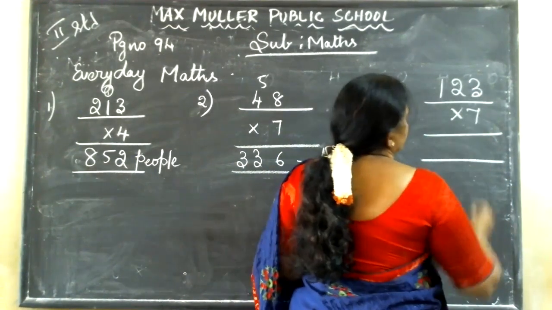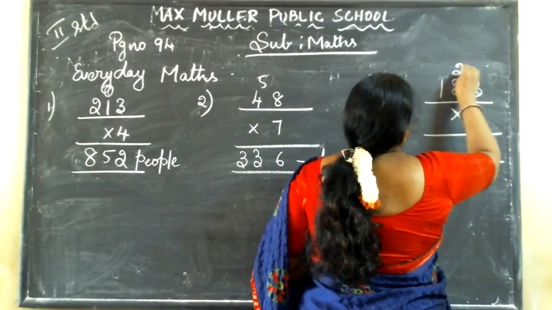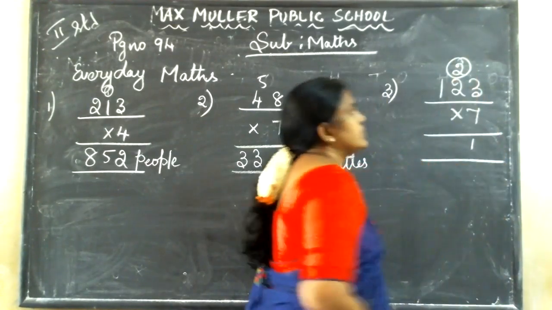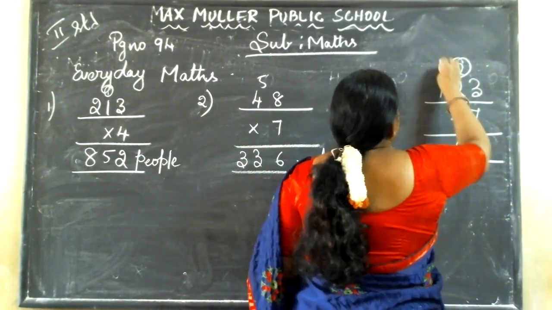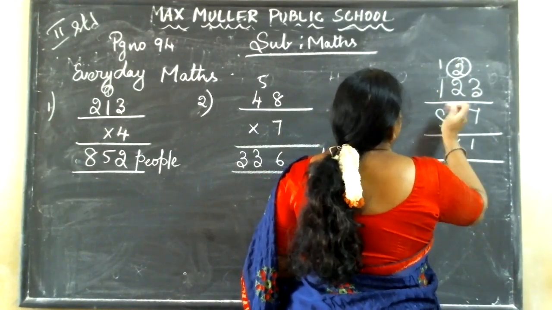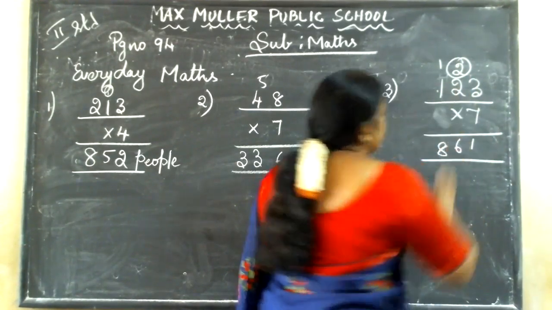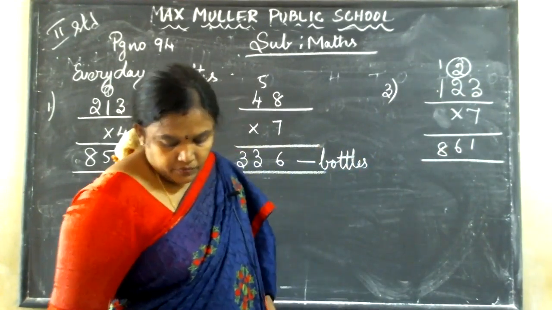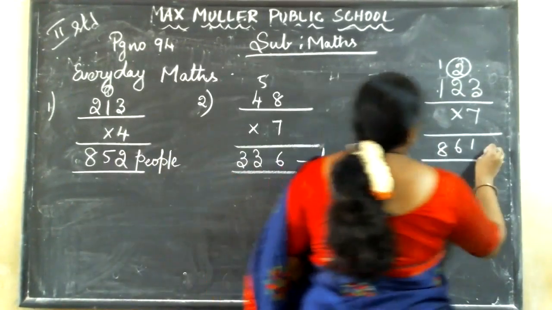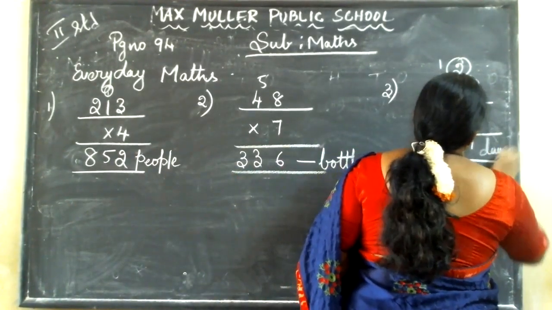7 3s are 21. 7 2s are 14. 14 plus 2, 16. 7 ones are 7, plus 1, 8. 861 days. Total number of days, 861 days.